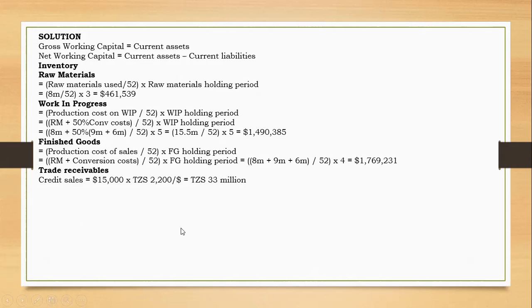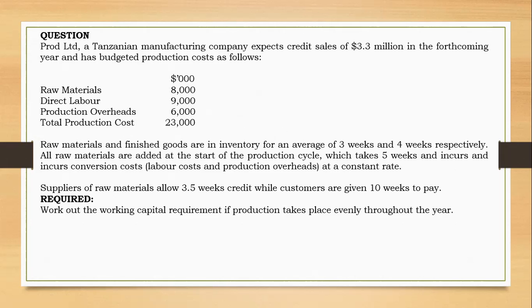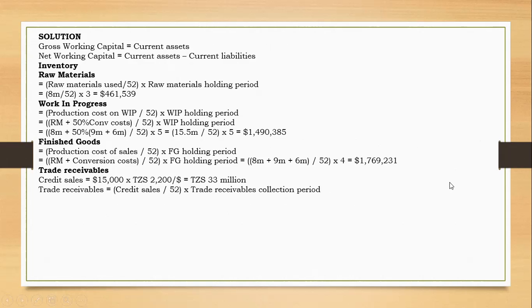So I'll just go directly to the question: trade receivables equals credit sales over 52 times trade receivable collection period. What was the receivable collection period? I'm told here that customers are given 10 weeks to pay. So if they are given 10 weeks to pay, I would say credit sales, which is 33 million, over 52 times 10 weeks, which would be 6,346,154. I'm repeating again, ignore this line here of credit sales.